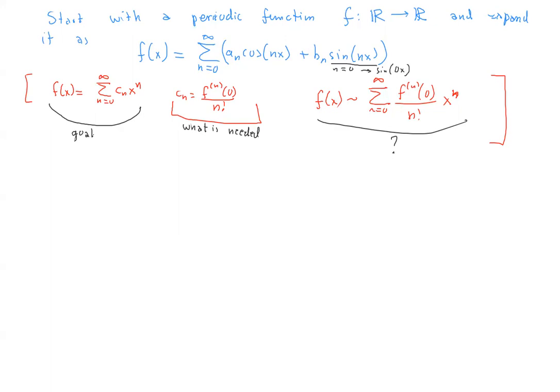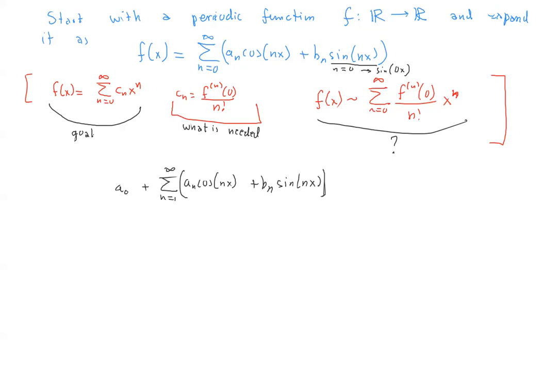And that's why what people usually write is a naught, and cosine of 0x, of course, is 1, plus the sum from n equals 1 to infinity of a n cosine of nx plus bn sine of nx.